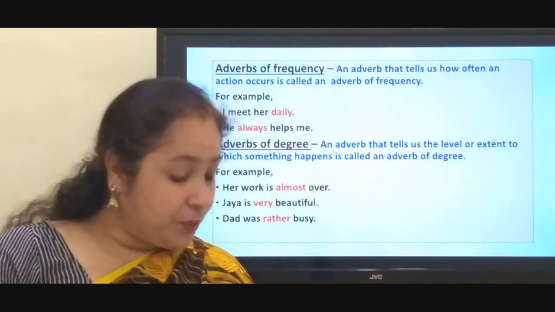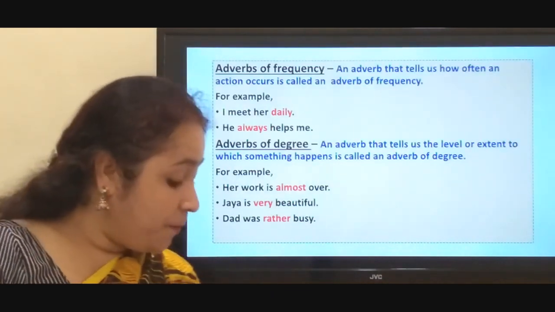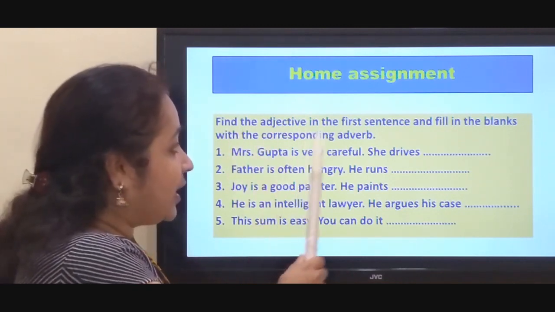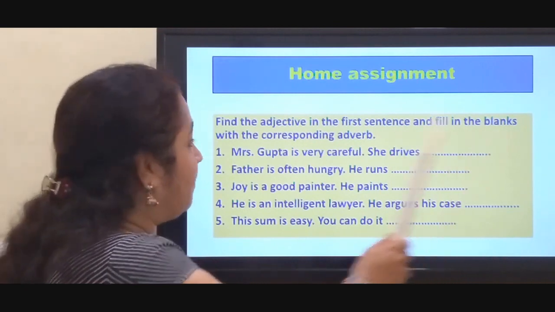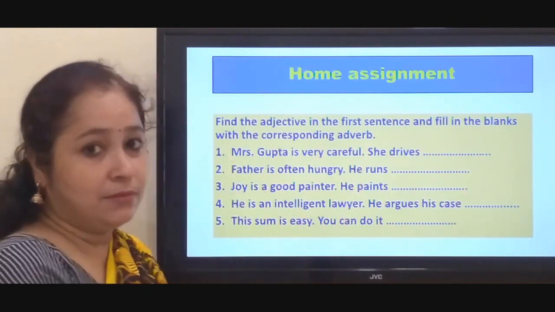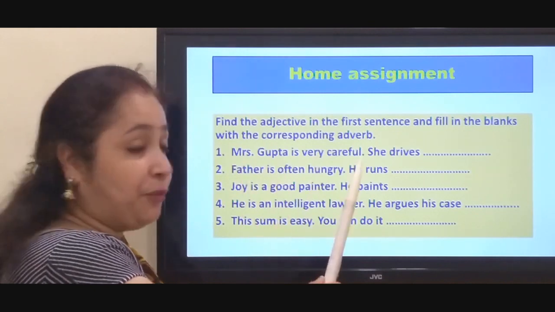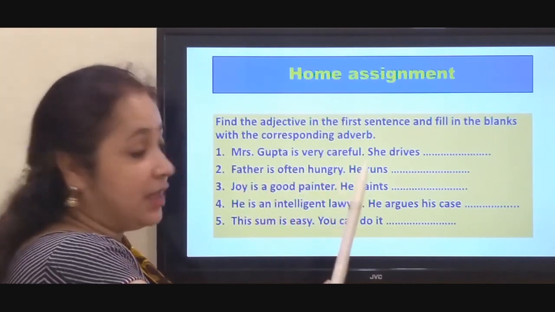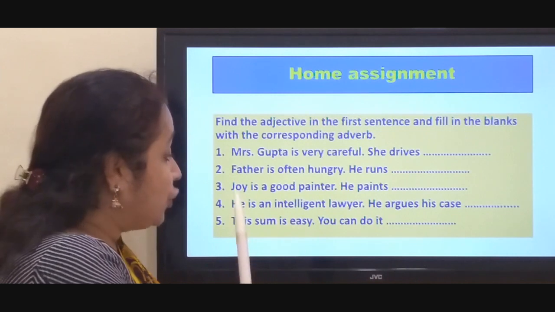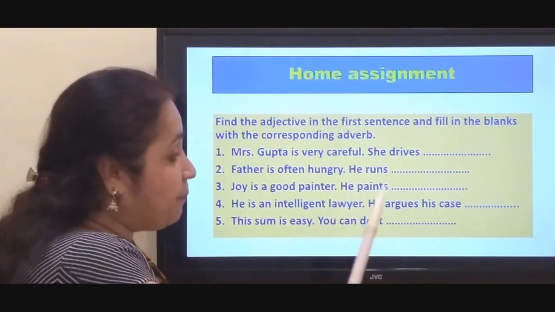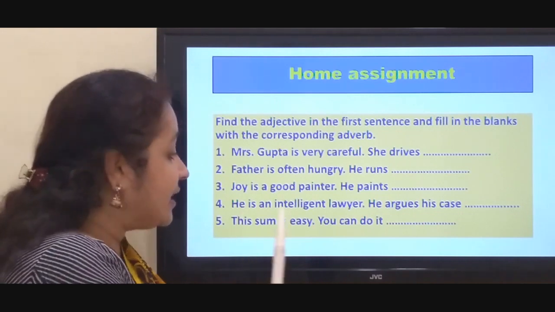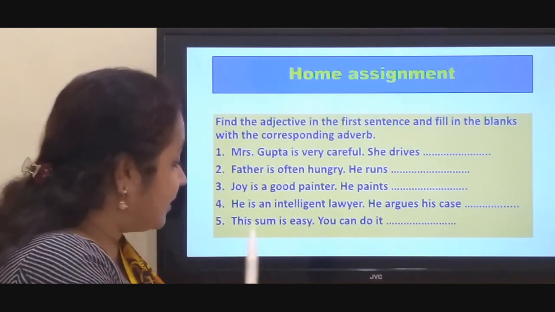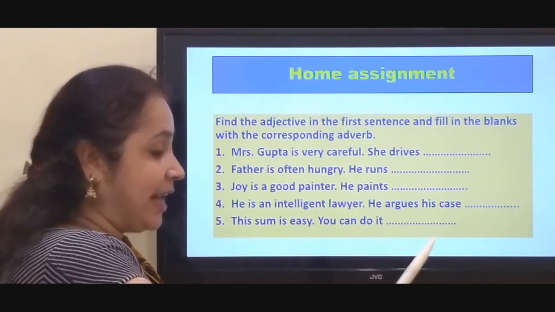So students, I am giving you a home assignment. I hope you will do it with great care and sincerity. Find the adjective in the first sentence and fill in the blanks with the corresponding adverb. Mrs. Gupta is very careful. She drives dash. Father is often hungry. He runs dash. Joy is a good painter. He paints dash. He is an intelligent lawyer. He argues his case dash. This sum is easy. You can do it dash.